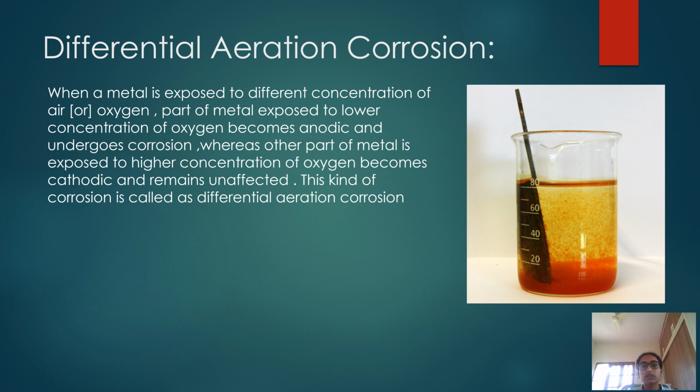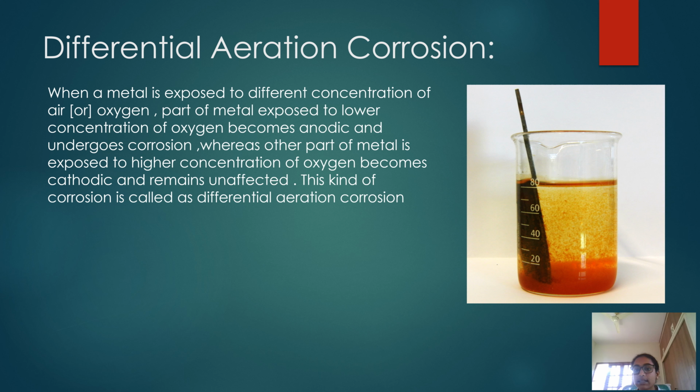Now let us talk about differential aeration corrosion. When a metal is exposed to different concentrations of air or oxygen, the part of the metal exposed to lower concentration of oxygen will become anodic and undergo corrosion, whereas the other part of the metal exposed to higher concentration of oxygen becomes cathodic and remains unaffected. This kind of corrosion is called differential aeration corrosion.